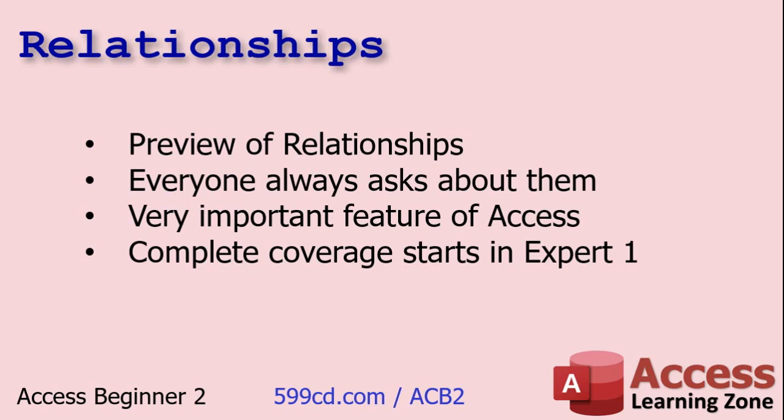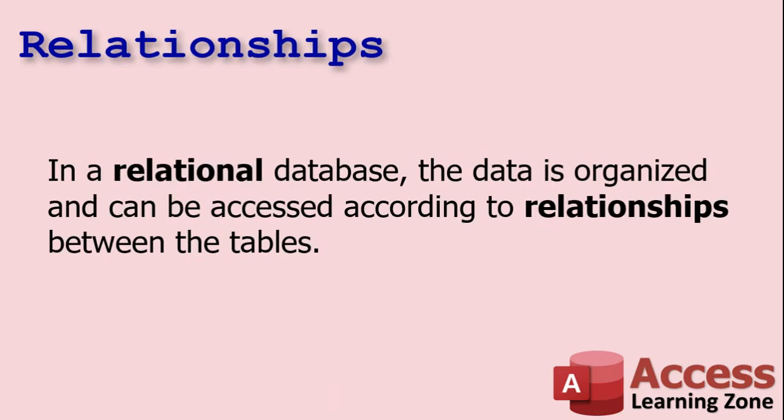But I want you to keep in mind that complete coverage will start in Access Expert 1. So today we're just going to go over a little bit about relationships just so I can whet your palate a little bit. All right, so what are relationships? Well, Access is called a relational database, and a relational database simply means that the data is organized and can be accessed according to one or more relationships between the tables. Okay, like I mentioned a minute ago, customers to orders. You don't put all that information in one table. You have a customer table and an order table.